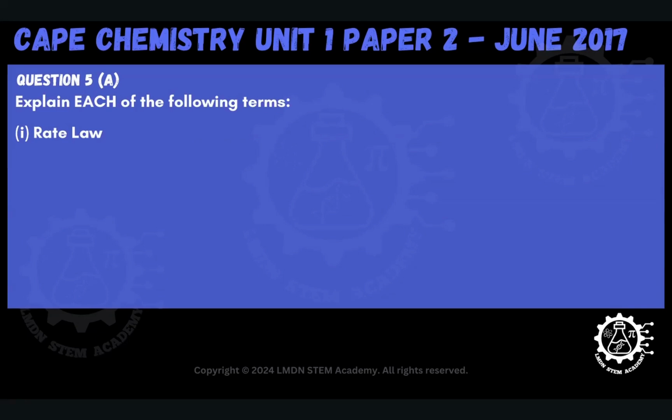In this video, we will be working through the June 2017 Unit 1, Paper 2, and specifically, we will be doing a question on rates of reactions. So the first question, which is from question 5, part A, reads, explain each of the following terms. And the first term is the rate law.